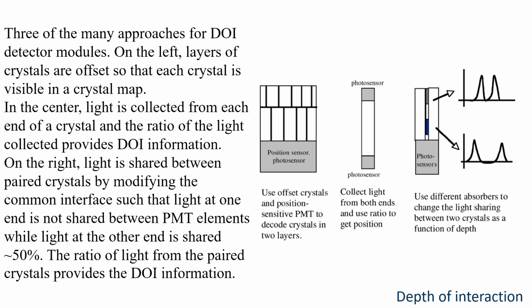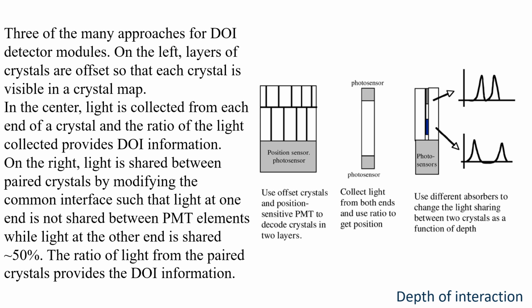In this picture, three of the many approaches for the depth of interaction detector modules. On the left, we have two layers of crystals that are offset so that each crystal is visible on a crystal map. In the center, light is collected from each end of the crystal, and the ratio of the light collected provides depth of interaction information.